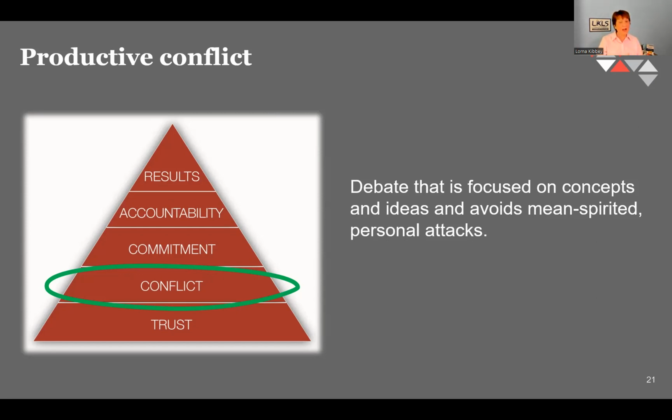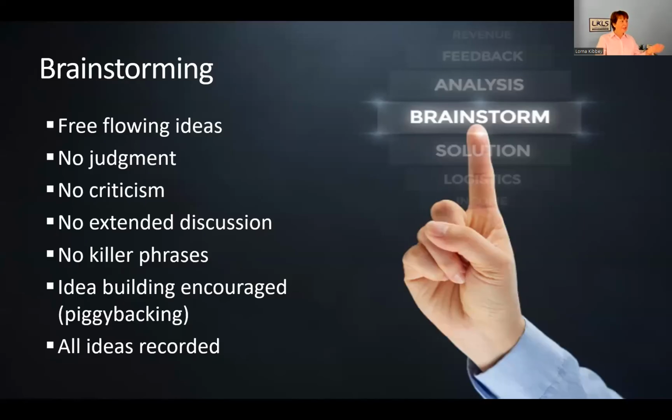So let's talk about how brainstorming should work. It should be this: free-flowing ideas, no judgment, no criticism, and you shouldn't allow it. Remember, you're facilitating this, so you shouldn't allow it. This is not the time for criticism. This is not the time for somebody to say, and how would that work? This is just a free flow time for people to throw out crazy, wild ideas. No discussion, no killer phrases like, we tried that 5 years ago, right?